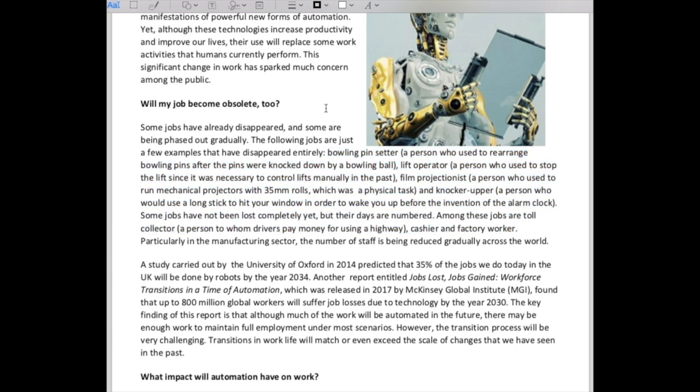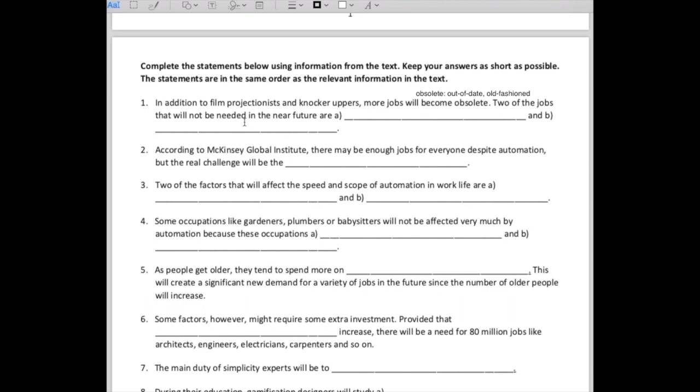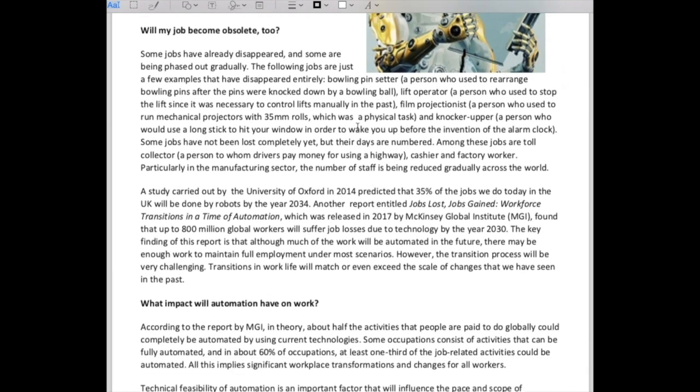Well, the problem is this. As you remember, it says read carefully. Now let's look at the task one more time. It says, two of the jobs that will not be needed in the future, in the near future. So we need jobs that exist now, but in the future will not be needed. So let's have a look at the text again.